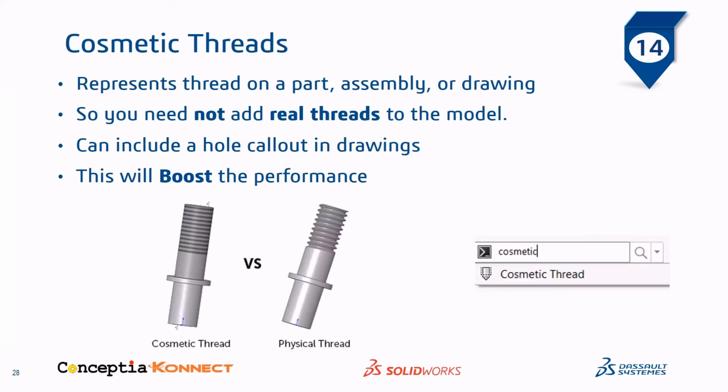Number 14. Cosmetic Threads. It represents the threaded area of the model as graphical threads, avoiding real thread formation which lags your graphical memory. An enhanced option to represent threads, but still it is a thread. We have to use the type of thread and various parameters that govern a thread. And even if you are in drawing and take a smart dimension in that region, it gives you a dimension of a machine thread. So you are seeing a cosmetic thread and a physical thread. So next time, to boost your performance, use a cosmetic thread.